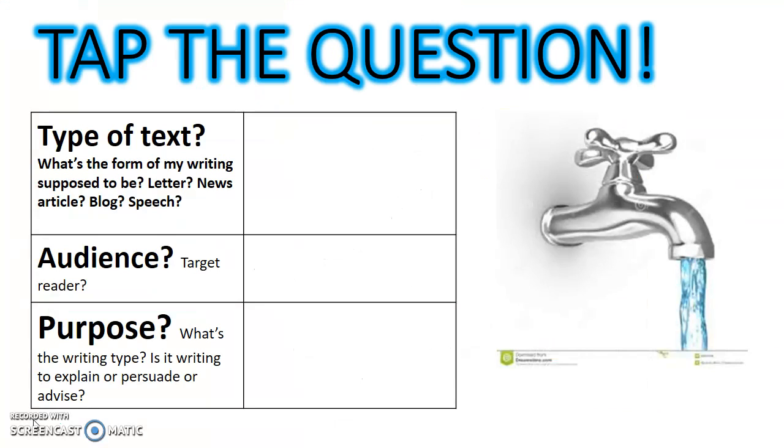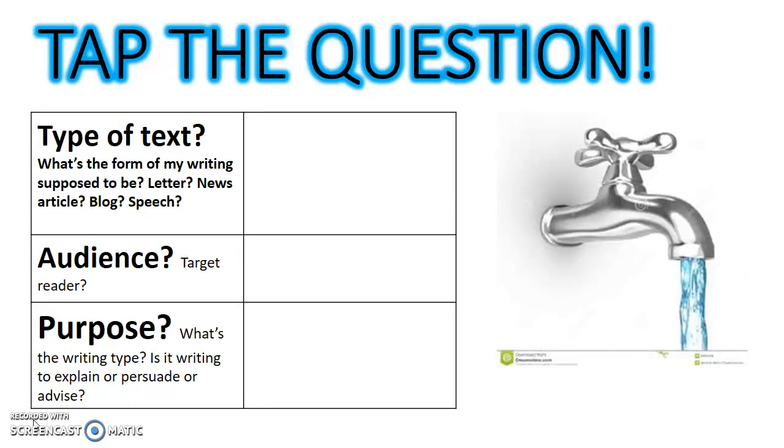What does TAP stand for? Well, when I tell you to tap the question, TAP stands for what type of text you are expected to write. For example, are you supposed to write a letter, a newspaper article, a blog, or a speech? And what kind of conventions should you be using? So for example, when you write a speech, you have to be aware of your audience and say hello or hi there or welcome or thank you for inviting me to talk to you guys about. It's very different to a letter. And hopefully you know that with a letter you start off with dear so-and-so, whoever you're writing for.